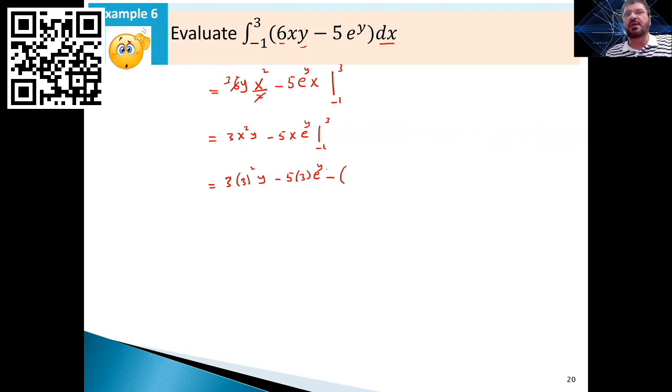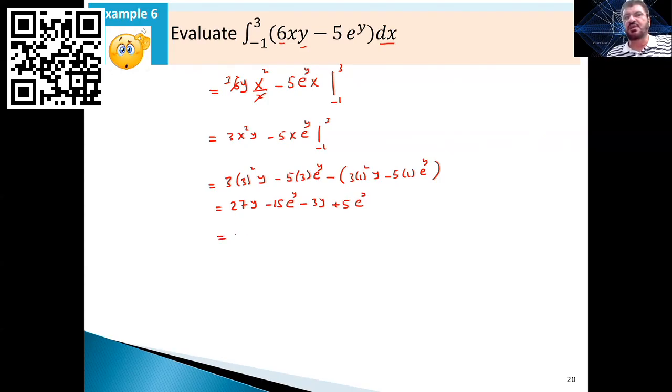Then minus, what do you plug in? The 1. 3 times 1 squared y minus 5 times 1 e to the y. Replace x, first 3, then minus, replace x with 1. 3 squared is 9 times the 3 is 27y minus 15 e to the y. This is going to be minus 3y. And this minus with minus is plus 5e to the y.